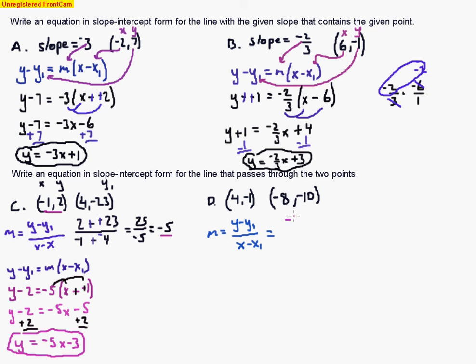So negative 1 minus negative 10. X is on the bottom. Since I started with the negative 1, I need to start with the 4. 4 minus negative 8. And so again, you just add the opposite. Whenever you see those double negatives, add the opposite, and now we've got 9 over 12.